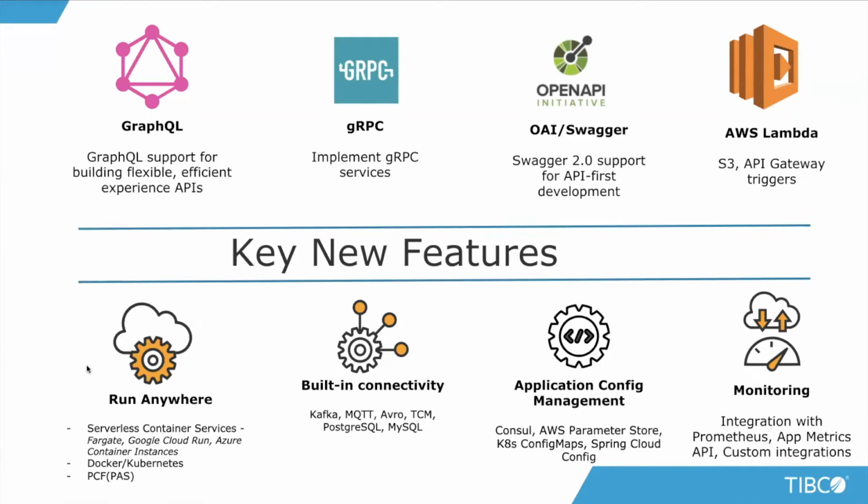Apart from that, we have also been working on adding support for various container and serverless platforms for running Flogo apps. So we have added support for various serverless container services, including Amazon's Fargate, Google Cloud Run, and Azure Container Instances. We have also certified Flogo on Docker and Kubernetes-based platforms. So you can choose to run Flogo applications on any Docker or Kubernetes-based platforms. And we have also added support for the Pivotal application service that's part of the Pivotal Cloud Foundry platform.